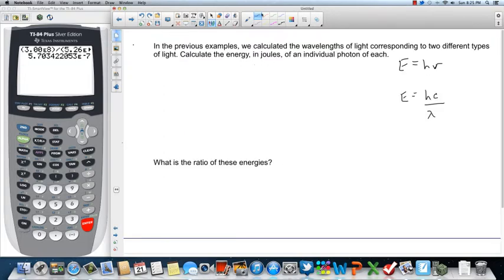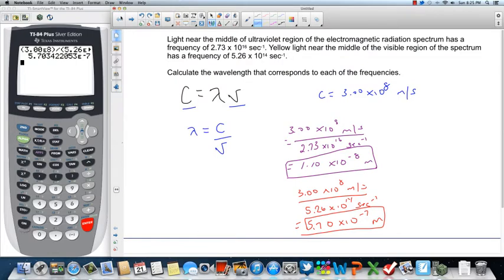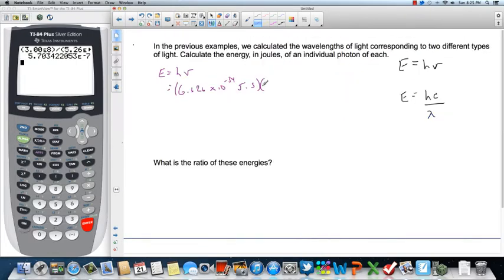So for that first one, we know that E is going to equal h times the frequency. We know that h is always equal to 6.626 times 10 to the negative 34th joule seconds, times the frequency, 2.73 times 10 to the 16th inverse seconds. You can see here your seconds and your inverse seconds are going to cancel, leaving you with joules.